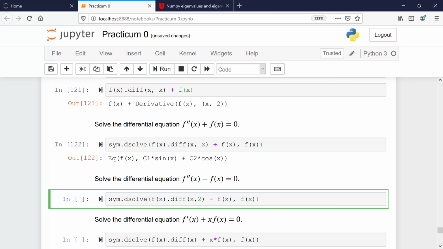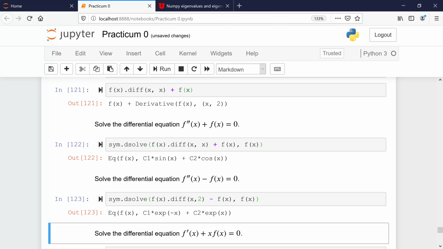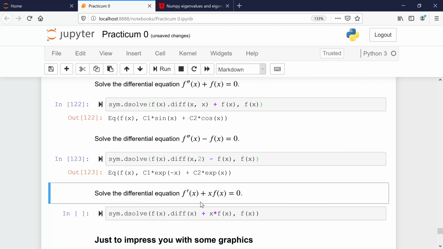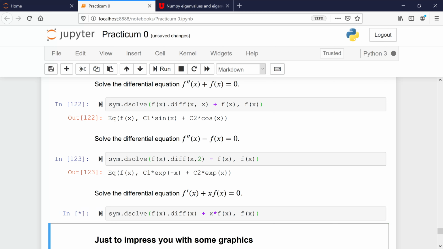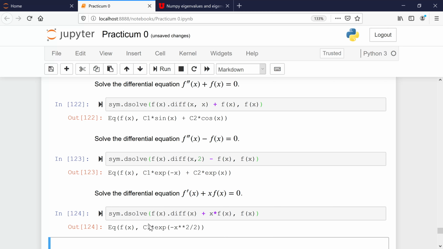Next equation, f double prime minus f. This is less trivial. f prime plus x f of x equals 0, which means that f prime equals minus x f of x. So if I separate the variables, I divide by f and integrate, I should get what? I should get an exponential. So it's an arbitrary constant times the exponential of minus x squared over 2.